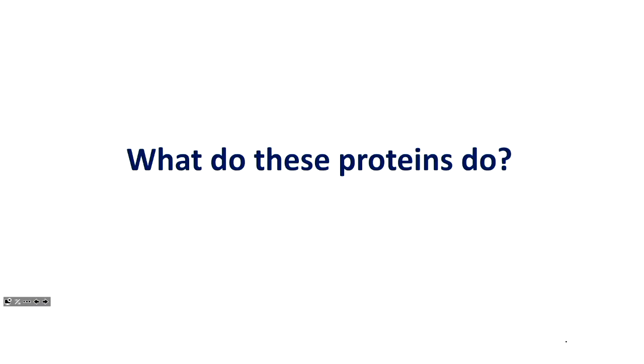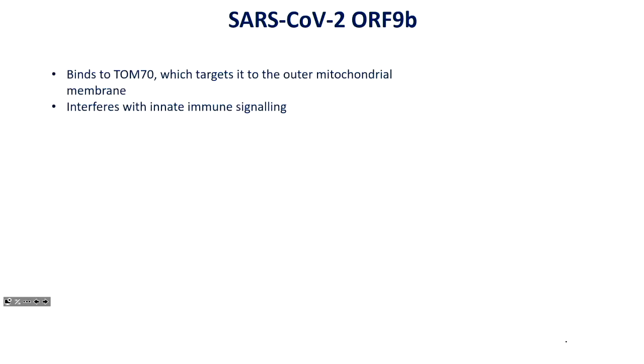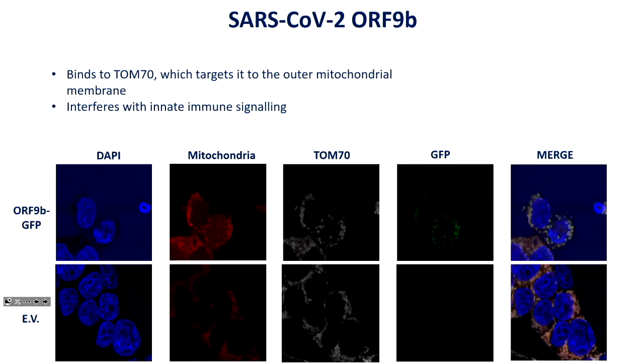But now being able to express these proteins asks the juicy questions, right? Like, what do these proteins do? To answer this question, I need to backtrack a little bit. I need to talk about ORF9b from SARS-CoV-2, because during the pandemic, this has been widely characterized. It's been found to bind to TOM70, which targets it to the outer mitochondrial membrane, and to interfere with innate immune signaling. And of course, I wanted to recapitulate this.